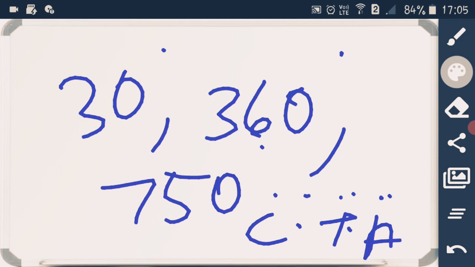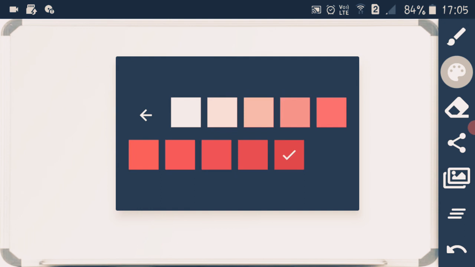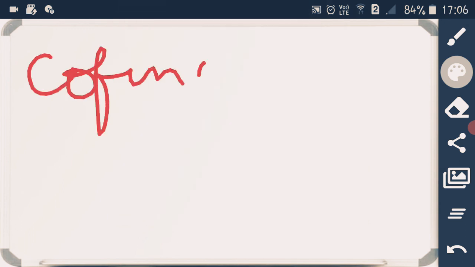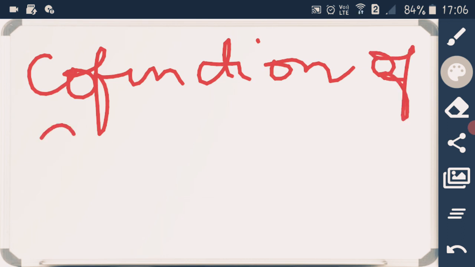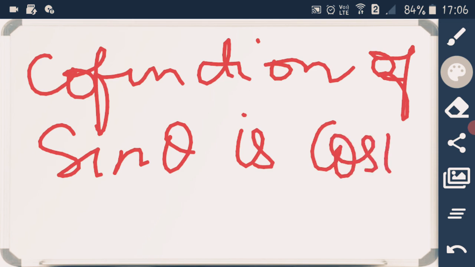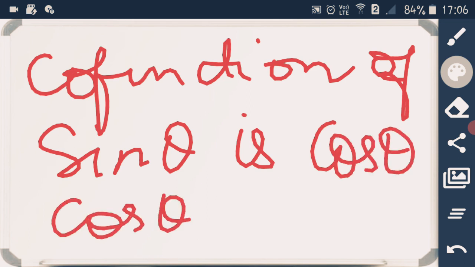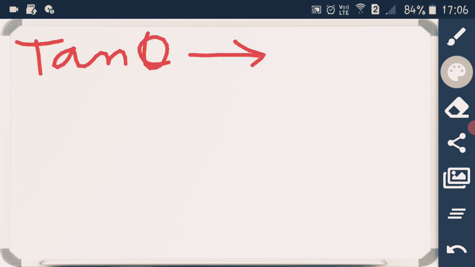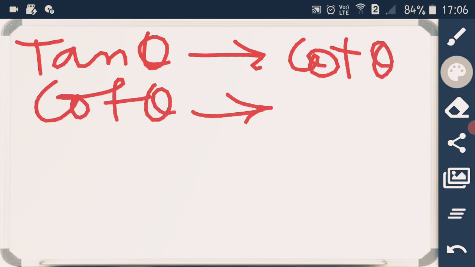Remember this. Clear? Coming to the topic, cofunction. If they ask you what is the cofunction of sine theta, you should be able to tell that it is cos theta. Cos theta's cofunction is sine theta. Then tan theta's cofunction will be cot theta. Cot theta's cofunction will be tan theta.